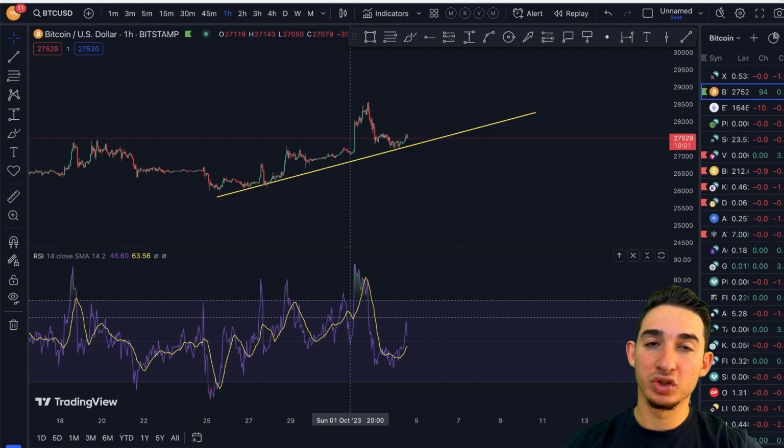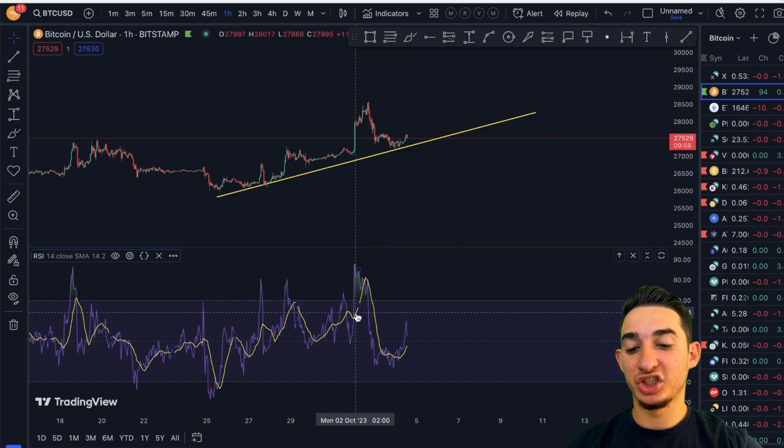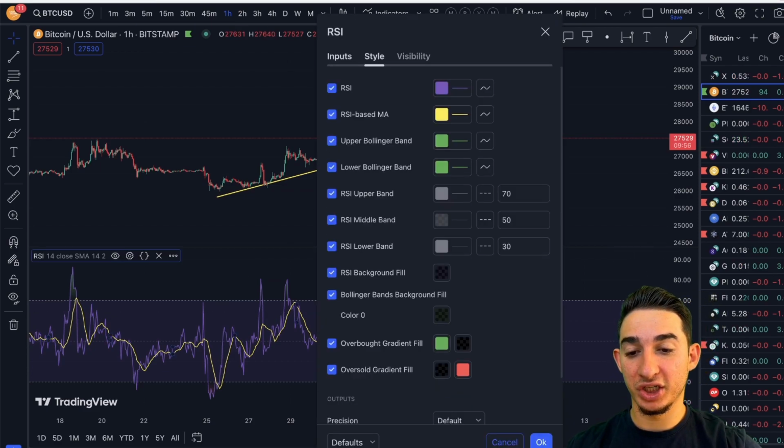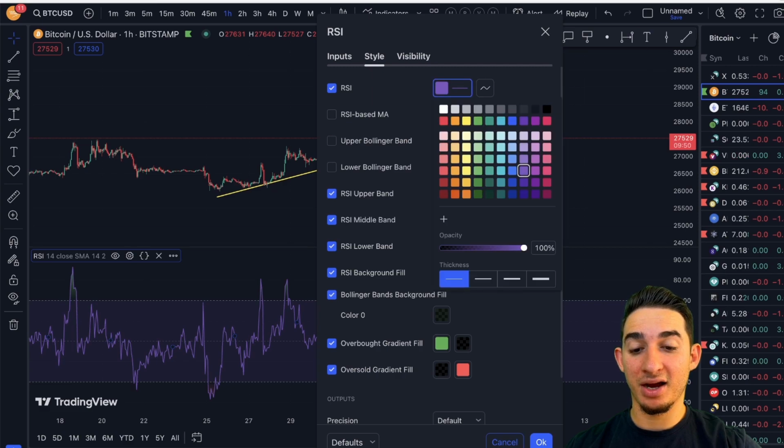You're going to see what's oversold, what's overbought. You could even change the RSI. I know a lot of people like to change it, including myself. You could move all these moving averages, Bollinger Bands. I don't think they're necessary, but you could remove that. And then I like to make it orange. I like to make it a little bit thicker like that.